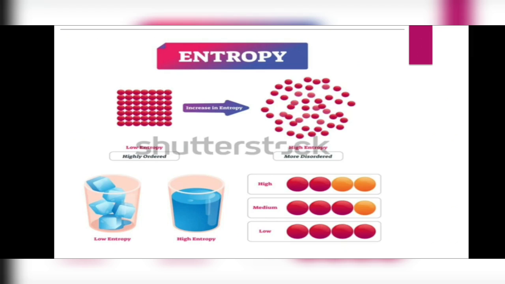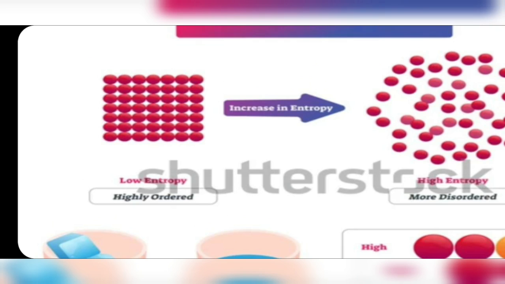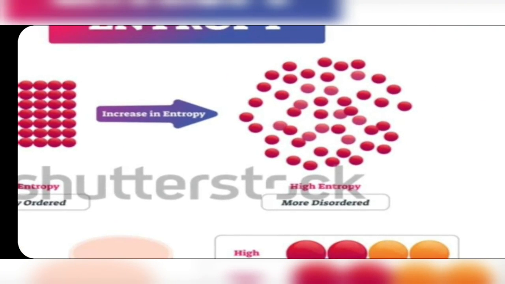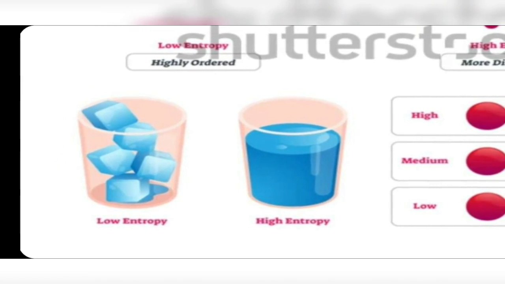When it is ordered, you can see highly ordered and entropy is less, low entropy. When it is more disordered, entropy is more, high entropy. Now you can see the example of ice cubes and water. Actually this is like solid and liquid.